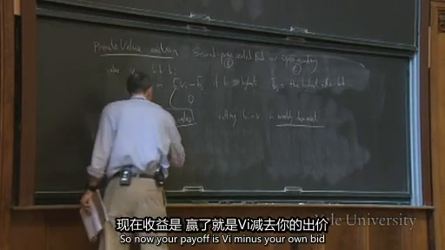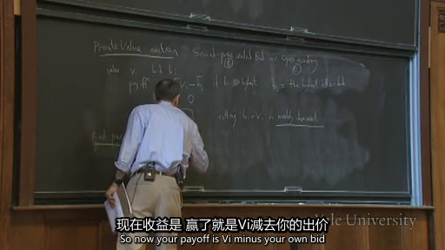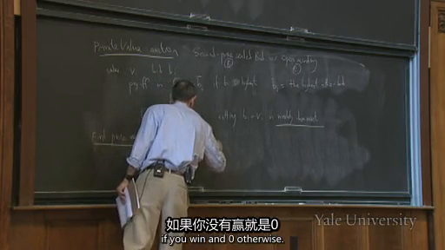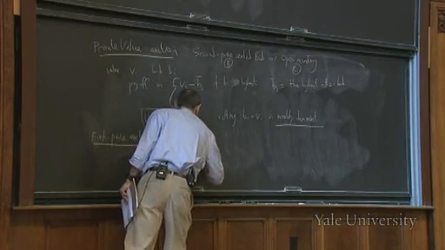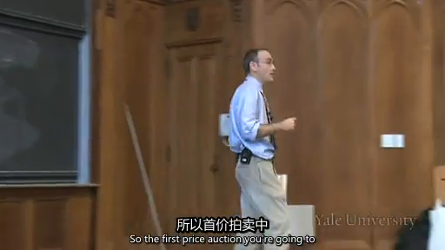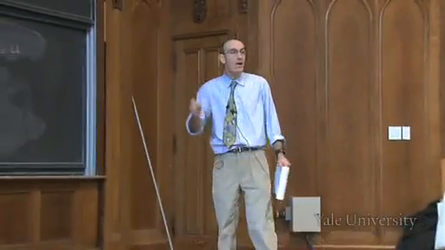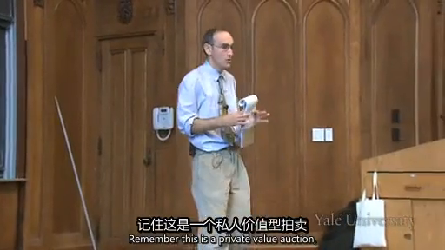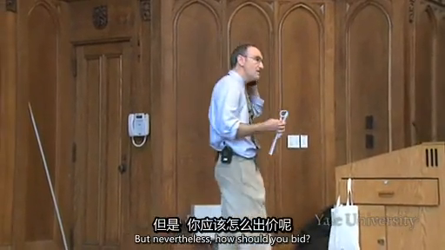So now your payoff is VI minus your own bid if you win and 0 otherwise. Right, so in a first price auction, you're going to get your value minus your own bid if you win and 0 otherwise. Now how should you bid? I mean, this is a private value auction, so you don't have to worry anymore about the winner's curse. But nevertheless, how should you bid?